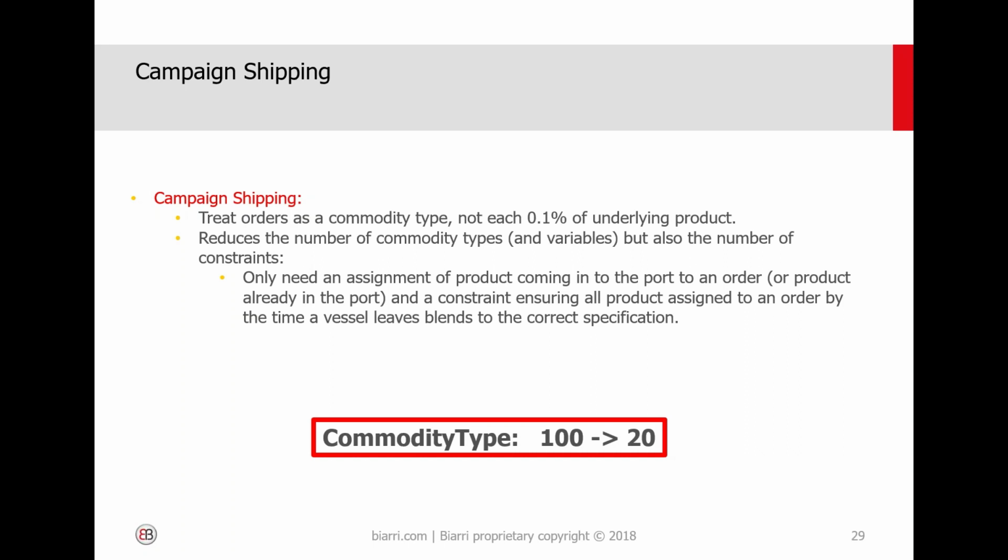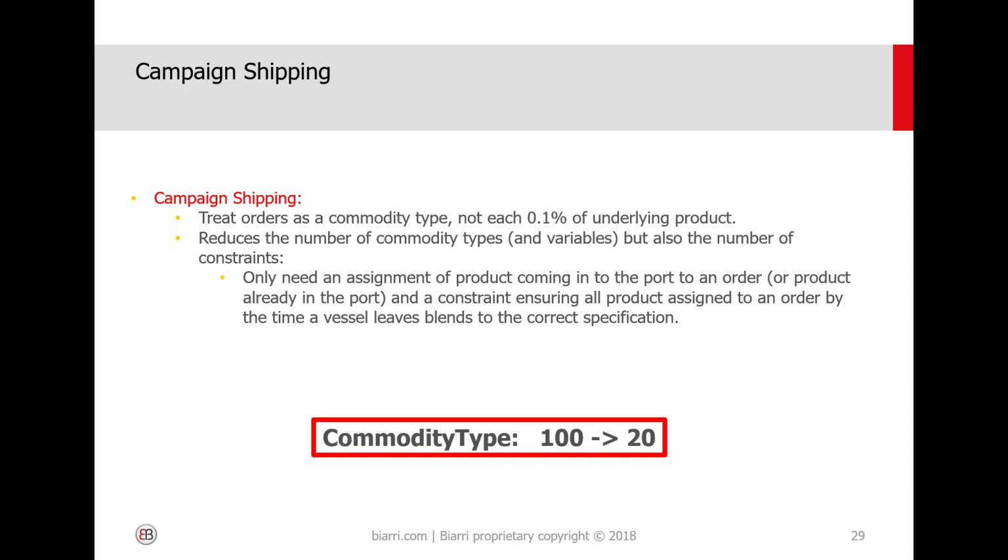So what we did is we treated the commodities as a single end product for the ship. So we treated order as a commodity type, not as each 0.1% of the underlying product. So it simplified it, and it reduces the number of commodity types and variables, but also the number of constraints. So we only need an assignment of product coming into the port to an order, so the final order leaving the port, what they've already got there ready, and a constraint ensuring all product assigned to an order by the time a vessel leaves blends to the correct specification.